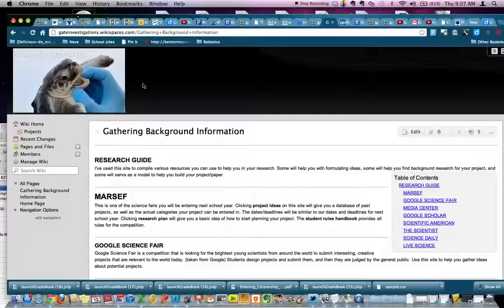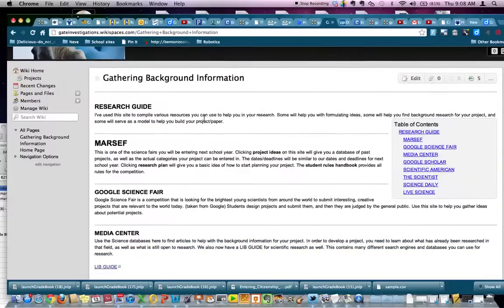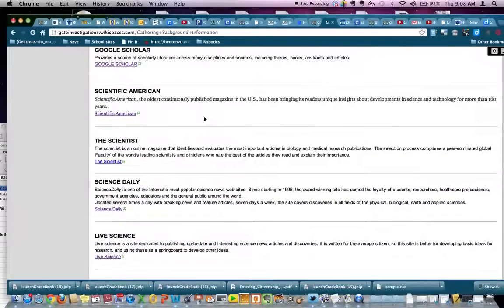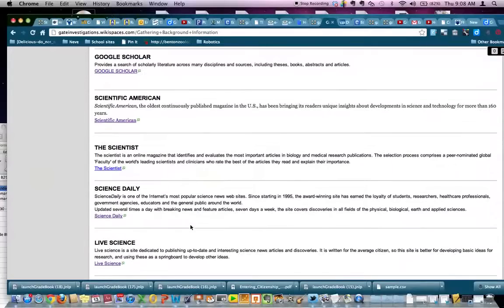So on this site, and I will post the link on our Edmodo page as well, I have actually down at the bottom several sites that you can visit to kind of give you ideas of recent research updates that have come out. So really what these sites do is they report like the latest breaking research in the field, and then some of them try to report it in like an interesting way.